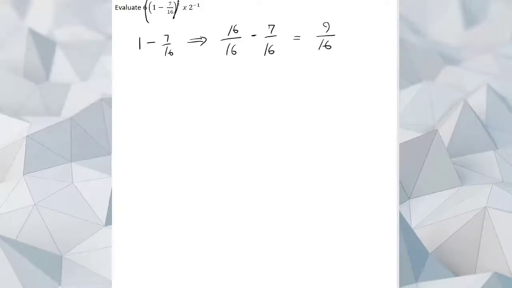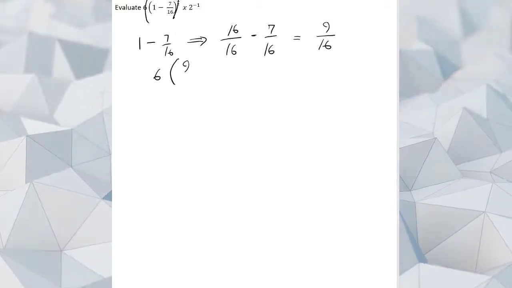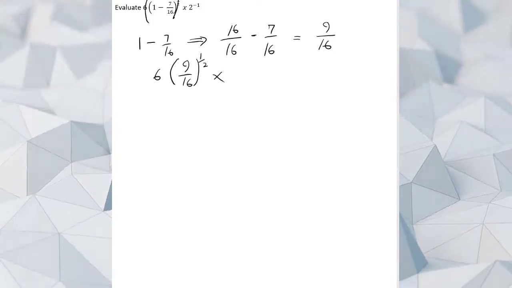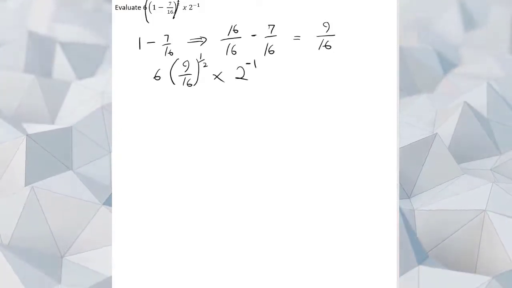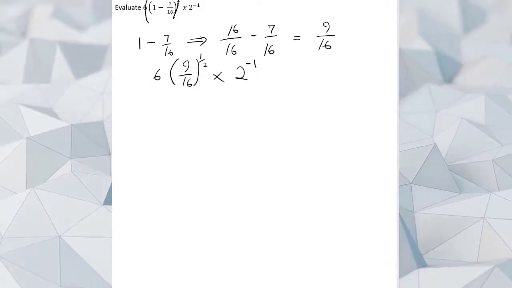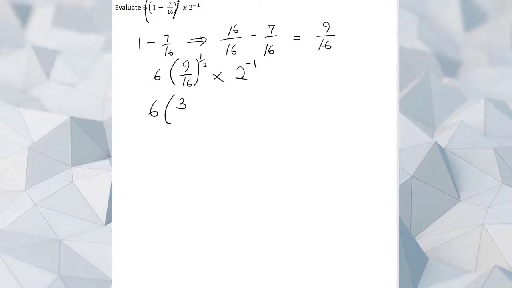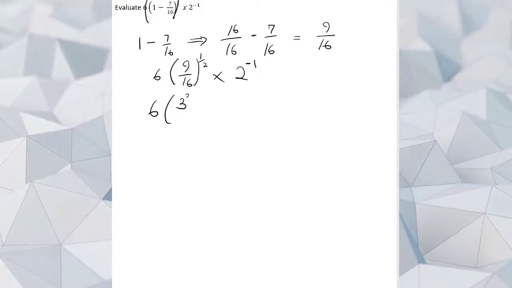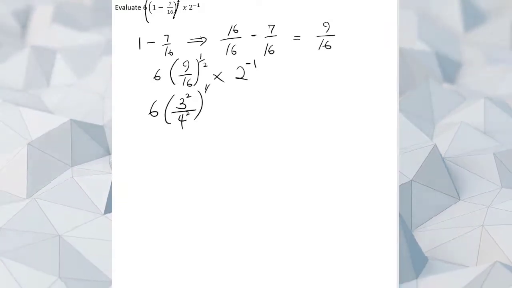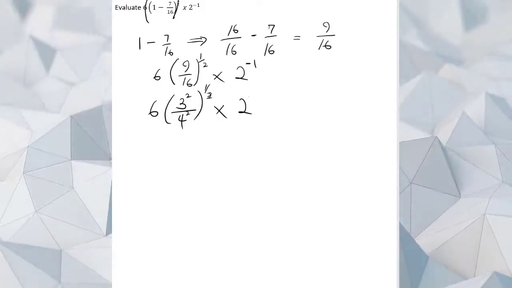So I can rewrite that to be the same thing as evaluating 6 into brackets 9 over 16 raised to power 1 over 2 times 2 raised to power minus 1. Now, if I resolve the bracket, talking about the power, this is the same thing as 6 into bracket 3 raised to power 2 all over 4 raised to power 2. The magic done, right? That's times 2 raised to power minus 1.